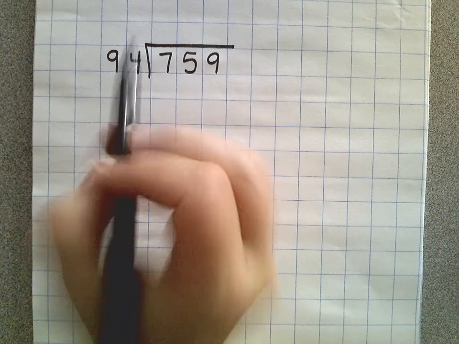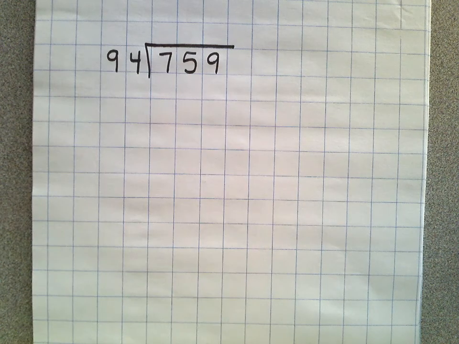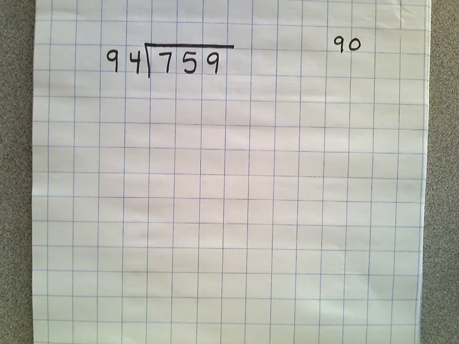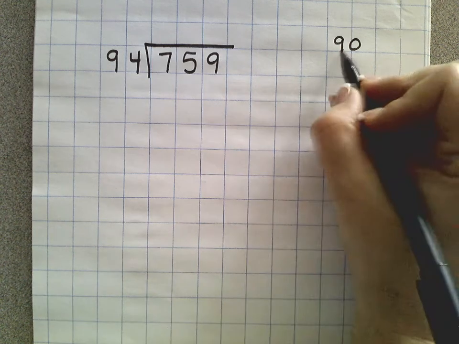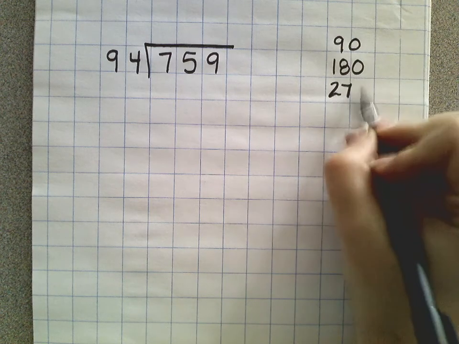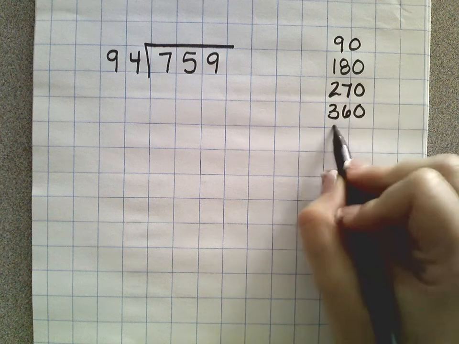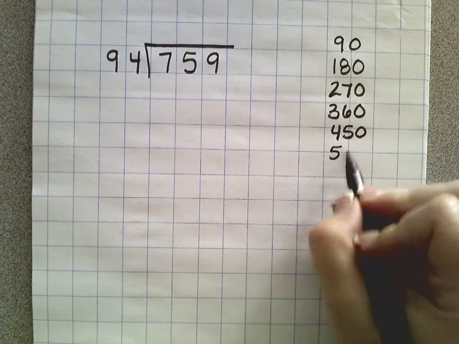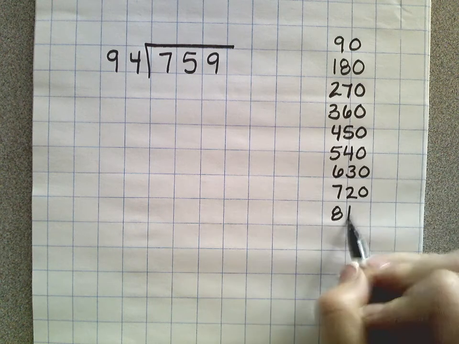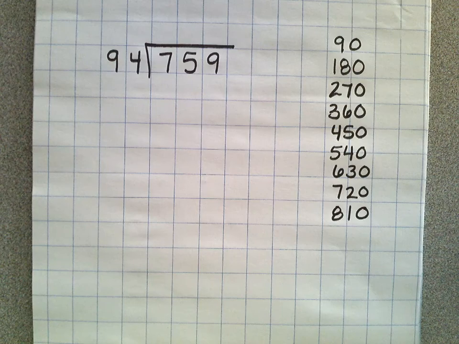All right, so the first thing is I take that divisor of 94, and I think, is it closer to 90 or closer to 100? It's closer to 90. So 90 is going to be my estimate. So I'm going to go ahead and list out my 90 facts, or my 9 facts with the 0. All right, listed out a bunch of my 9 facts. That'll help me out when I'm doing my division. Now I'm ready to go ahead and divide.